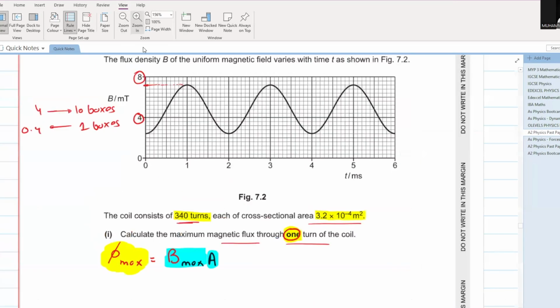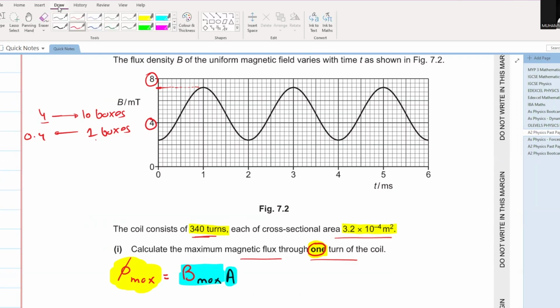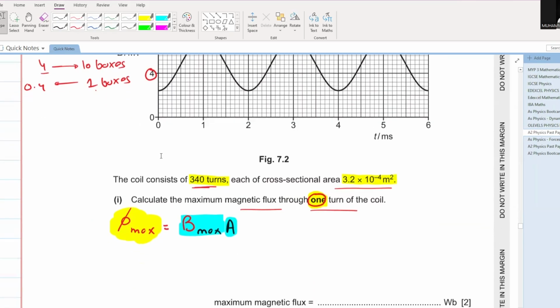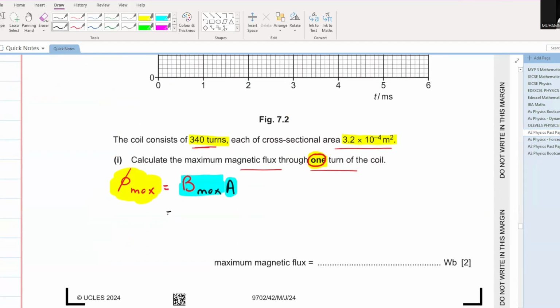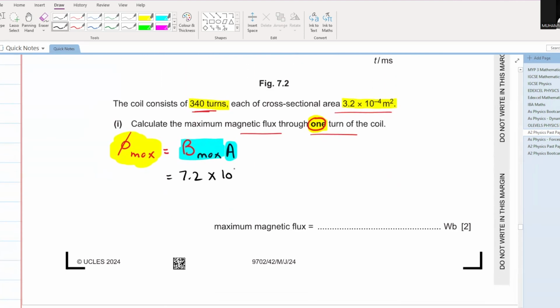I remember we were interpreting the scale here. If 10 small boxes represent 4 units, one box will represent 0.4 units. This will become 7.2. Simple. So your maximum magnetic flux density is what? 7.2 into 10 raised to the power of minus 3 Tesla. What is your area? 3.2 into 10 raised to the power of minus 4. Can anyone tell me the maximum magnetic flux?